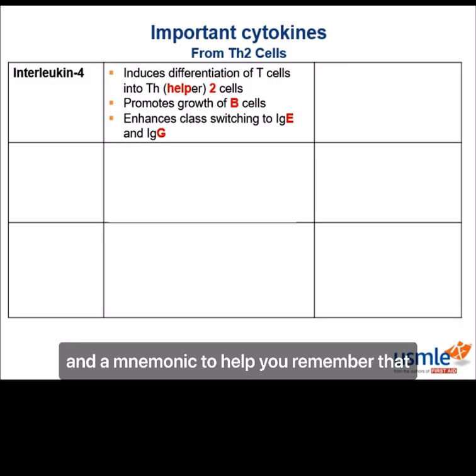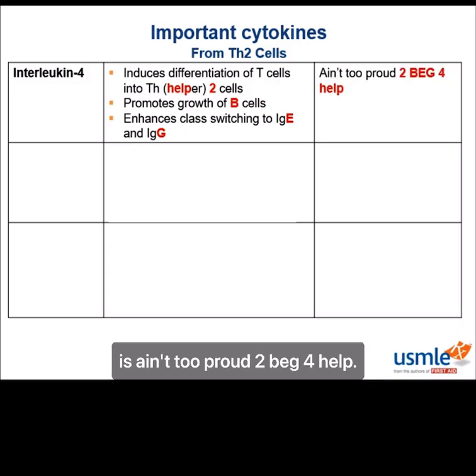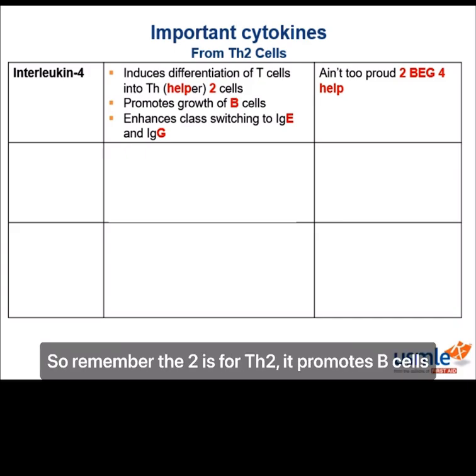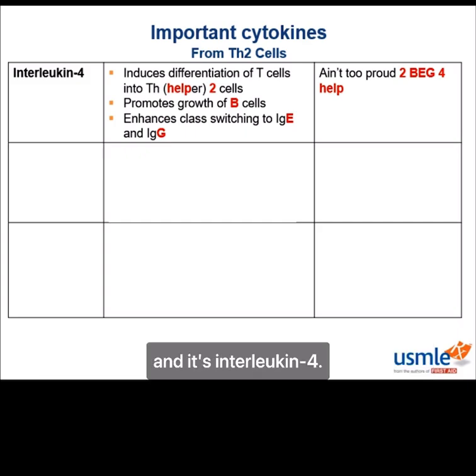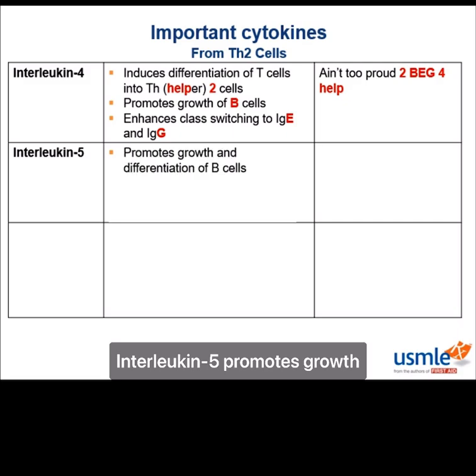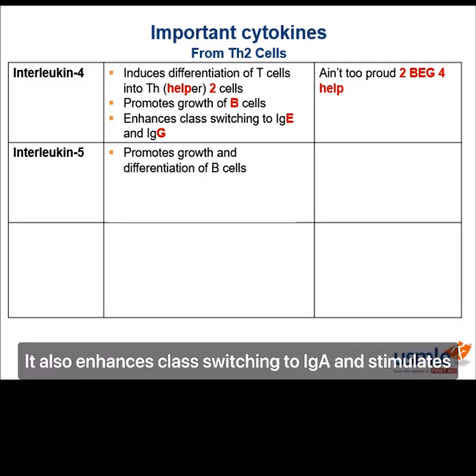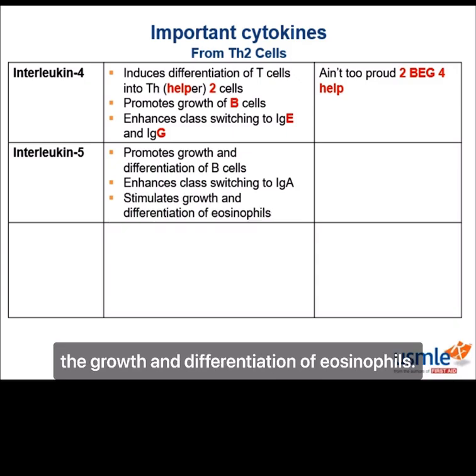And a mnemonic to help you remember that is ain't too proud to beg for help. So remember that 2 is for Th2, it promotes B cells, and helps class switching to IgE and IgG for beg, and it's interleukin 4. Now we have interleukin 5. Interleukin 5 promotes growth and differentiation of B cells. It also enhances class switching to IgA and stimulates the growth and differentiation of eosinophils.